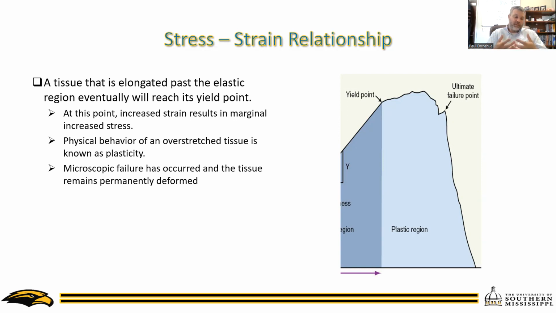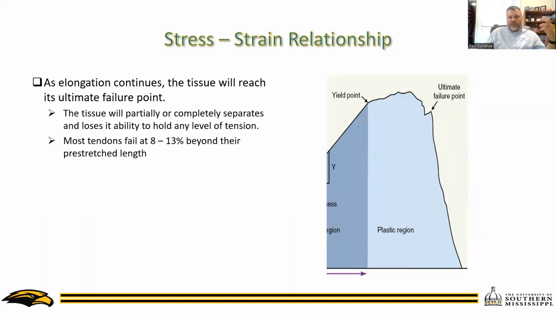Maybe we get extra laxity in the joint, or we're running into problems, is essentially what this comes down to, right? In that plastic region. So between the yield point where we see our micro traumas and our ultimate failure point, we've now seen a structural change in that tissue. So the ultimate failure point, right, is where now we can have a tear.